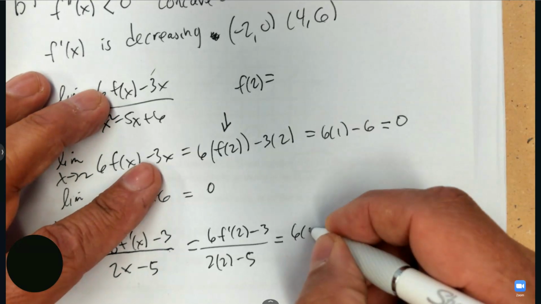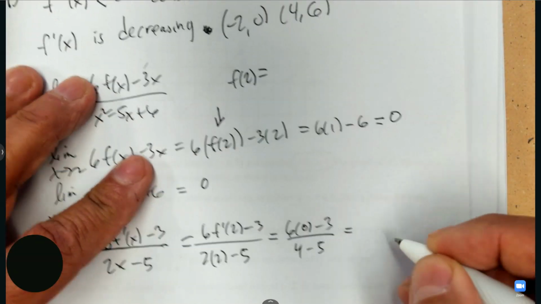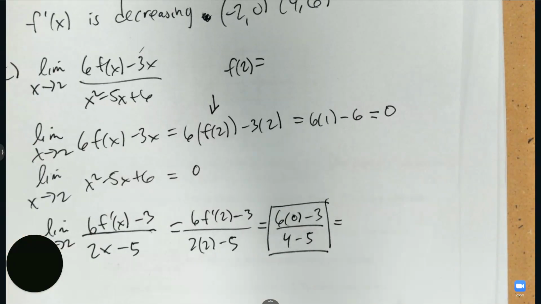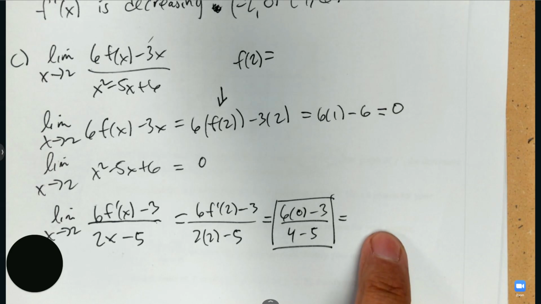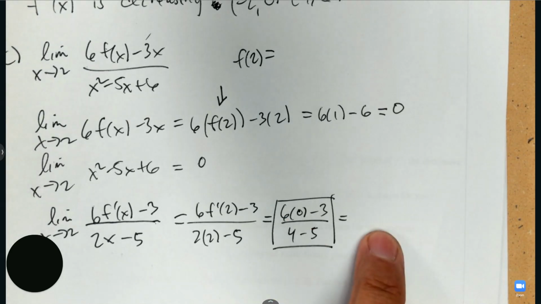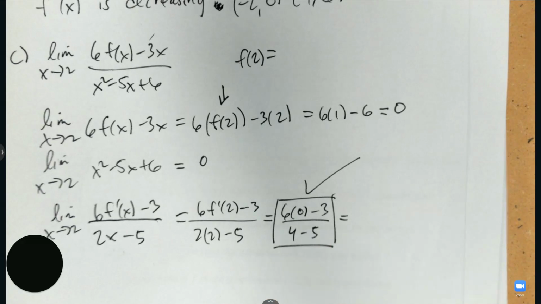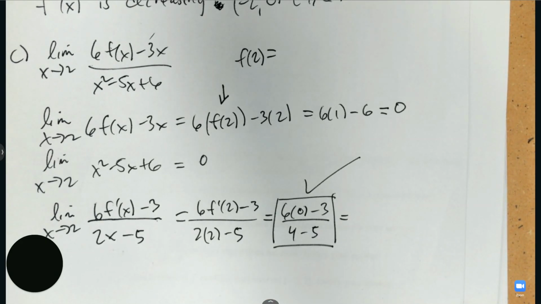So I'm going to go 6 times 0, take away 3, over 2 times 2, take away 5. Now let's just practice this. Anything after this is no more points. If you do this wrong, you lose points. This is it. You get full credit right there. So writing negative 3 over negative 1 or positive 3 does not give you any extra points. It's over.